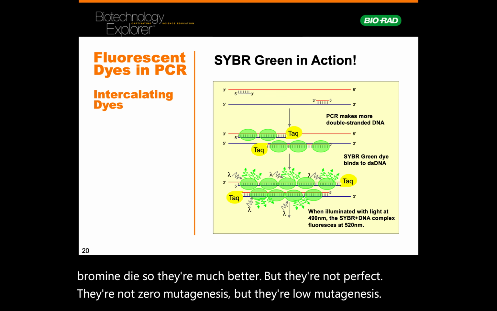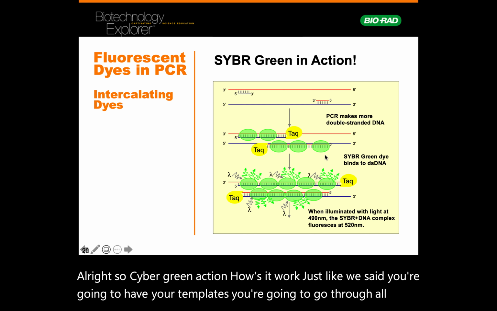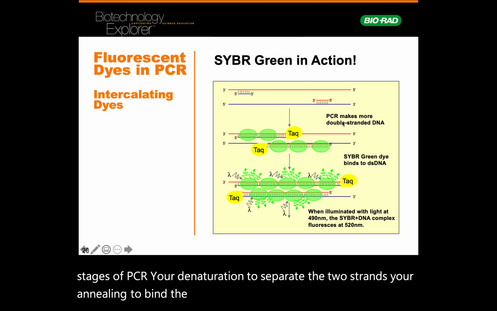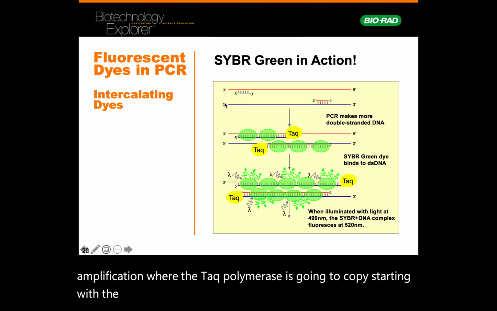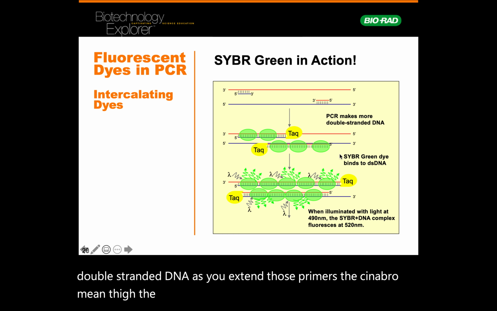All right, so SYBR Green in action. How's it work? Just like we said. You're going to have your templates. You're going to go through all your stages of PCR, your denaturation to separate the two strands, your annealing to bind the little primers down, and then your amplification, where the Taq polymerase is going to copy, starting with the primer, and extend those primers. And then as you make double-stranded DNA, as you extend those primers, the cyanine dye, the SYBR Green, is going to bind in the minor groove there.